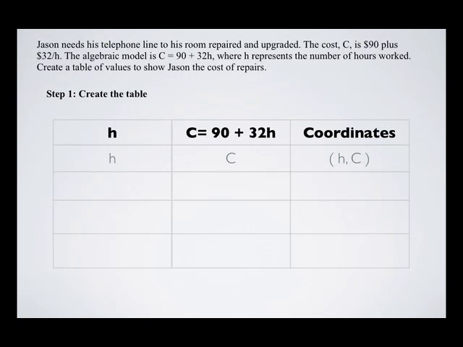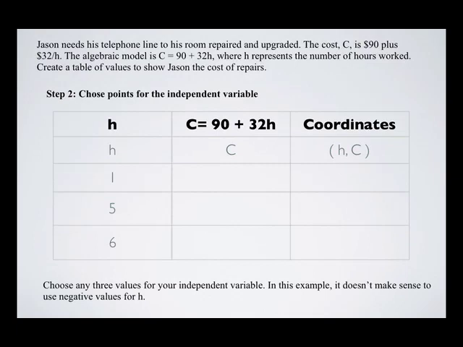Our first step is to choose our values for an independent variable. We're going to choose any 3 values for our independent variable. In this example, it doesn't make sense to use negative values because someone cannot be working on your telephone line for -1 hour. So we'll use the values 1, 5, and 6 for H.